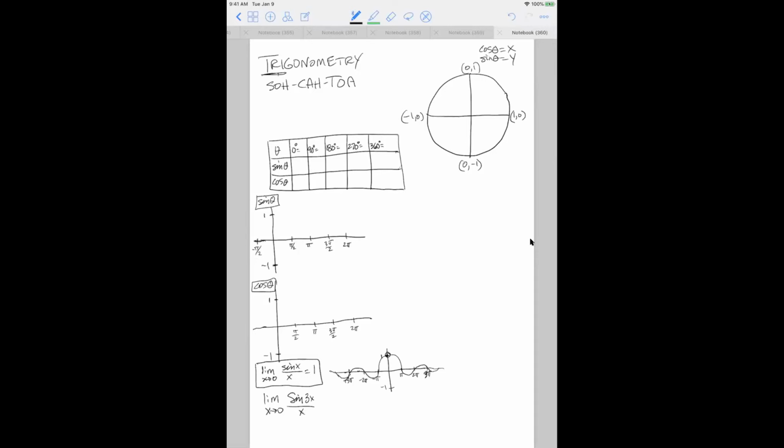We've got the SOHCAHTOA. The S is for sine, the C is for cosine, and the T is for tangent. So determining the sine of a function is really dealing with a triangle that has a side opposite over the hypotenuse. And the cosine is adjacent over hypotenuse. And the tangent is opposite over adjacent.